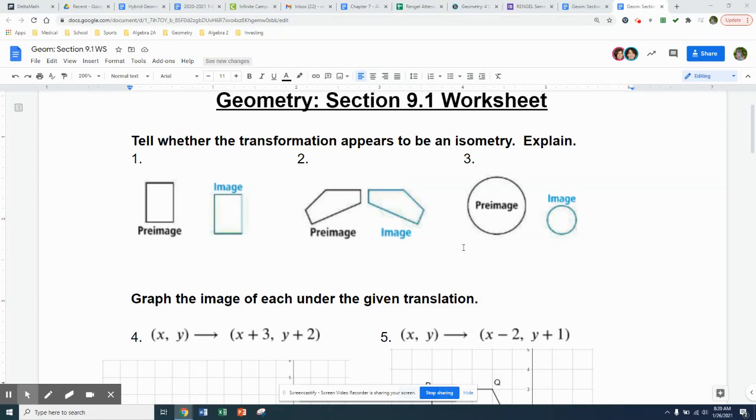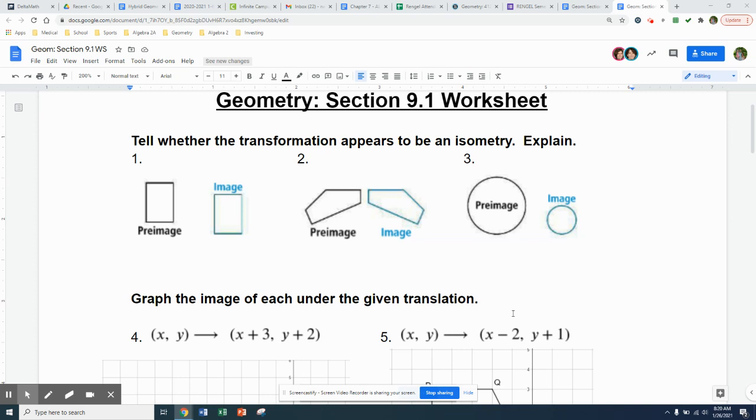Just back up a little bit. A transformation is any type of way to change a figure. So a figure could be a shape. It could just be like a line. If you were in Algebra 2, we talk about transformations of functions, and that's what this is kind of getting us ready for, is transforming functions when we get into Algebra 2. So transformation is just any type of change.